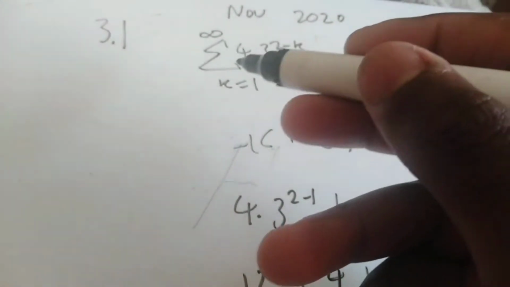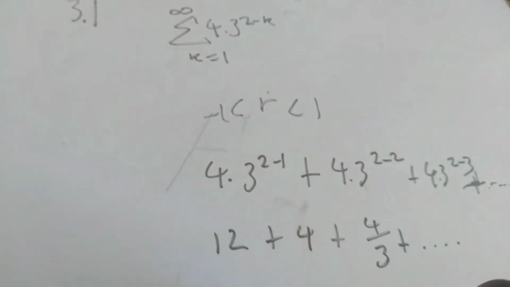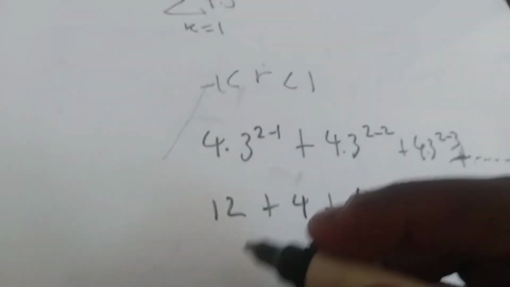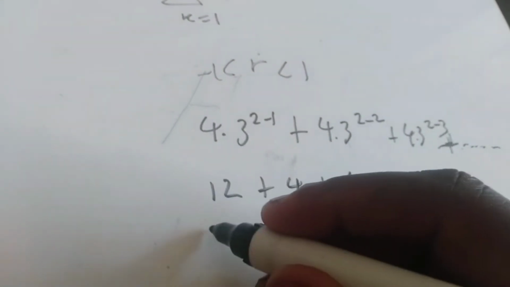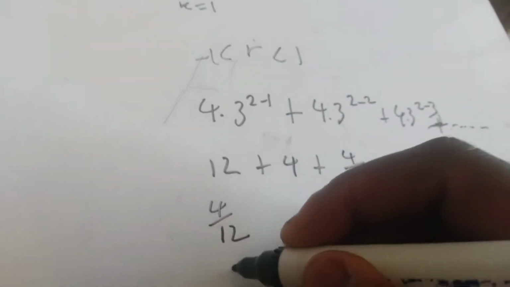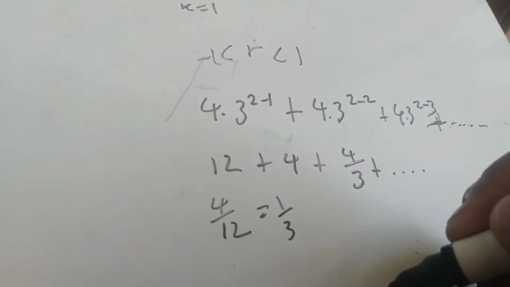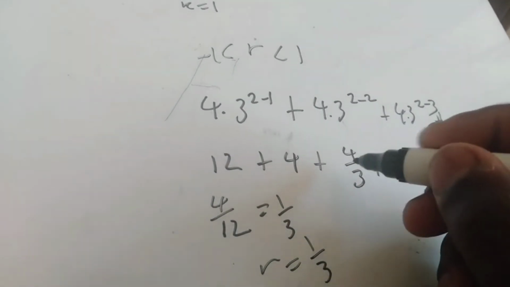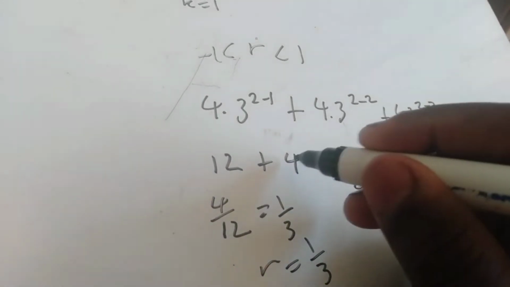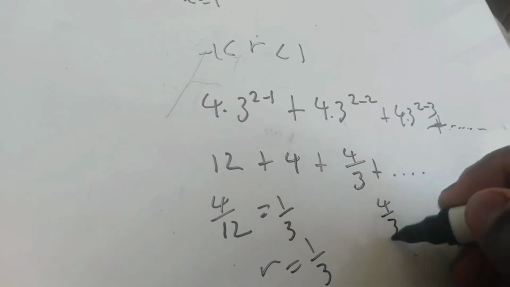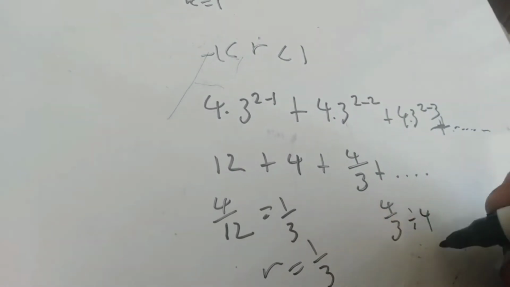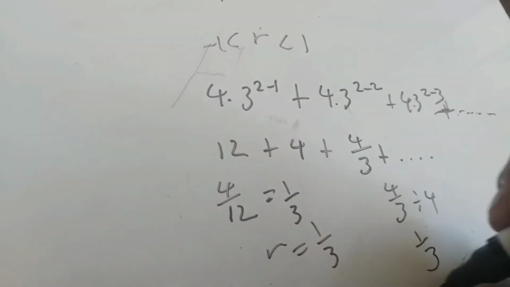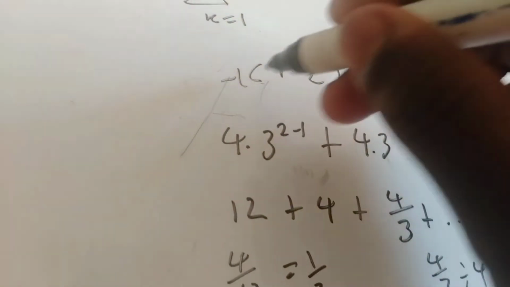Notice, sigma notation will always form the first 3 terms using this. So let's find the common ratio. It's not tough to find. This divided by this, so it becomes 4/12, right? 4/12 is equal to 1/3. So r is equal to 1/3. Similarly, if you divide 4/3 by 4, you will definitely get 1/3. So the common ratio is 1/3, and 1/3 is within this range.